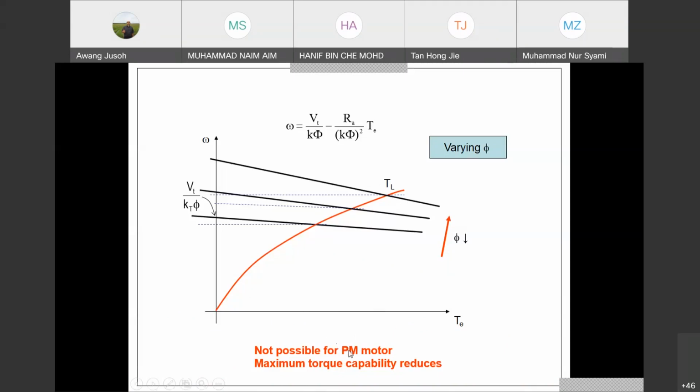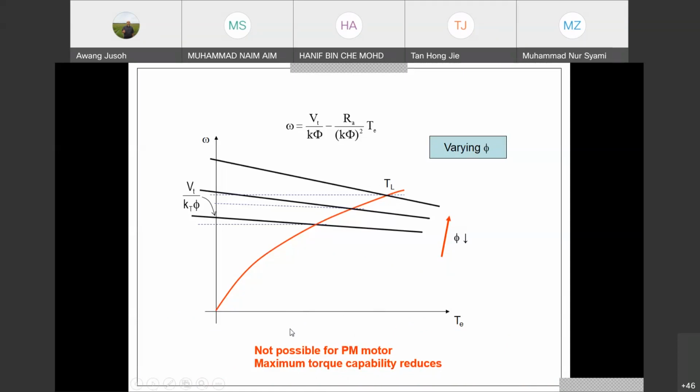But if you have a PM motor, what do you have to do now? You just control the terminal voltage only. You just control the terminal voltage, then you can control the speed. But you cannot use flux control. The second problem with this method is that maximum torque capability is reduced.